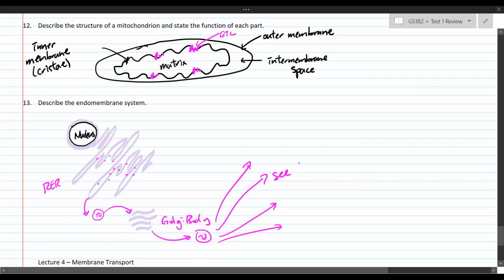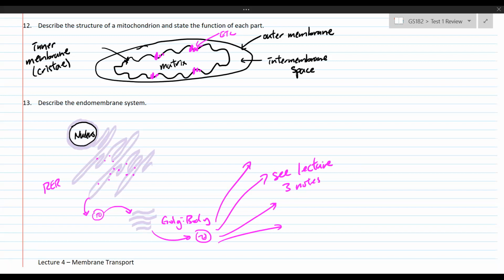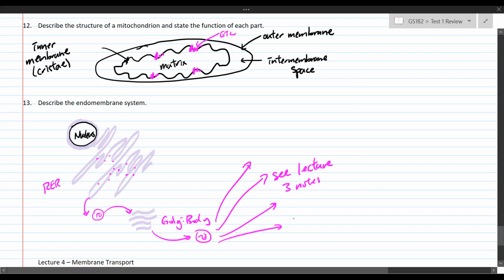So I'm gonna say C, lecture 3 notes. I'll verbally go through them with you though. It could leave the cell, right, through exocytosis. We know that by now. It could become part of the cell membrane. We know that there are membrane proteins. It could stay in the cytoplasm until it's needed, or it could stay in the cytoplasm to be used within the cytoplasm. Or it could become a lysosome, right? Lysosome.